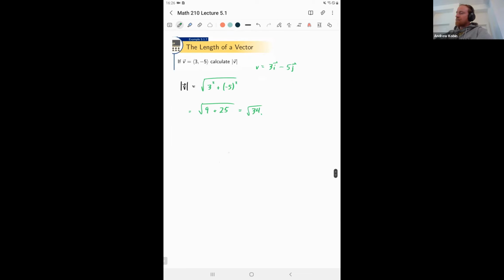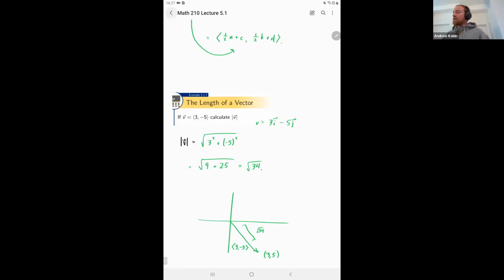If I drew this in the xy plane, by the way, I go over 3 and down 5. Here's the arrow 3, -5. So the point is 3, -5, and the arrow is bracket 3, -5. Would you have guessed that the length here is square root of 34? And if you didn't know what the length was and you didn't remember this formula, how would you come up with that length on your own?